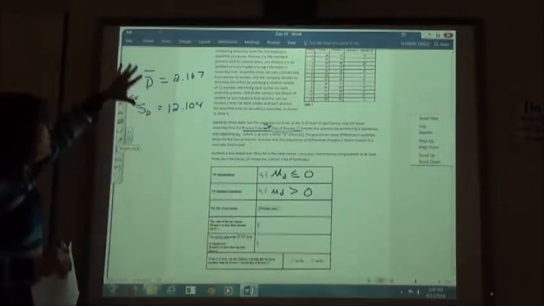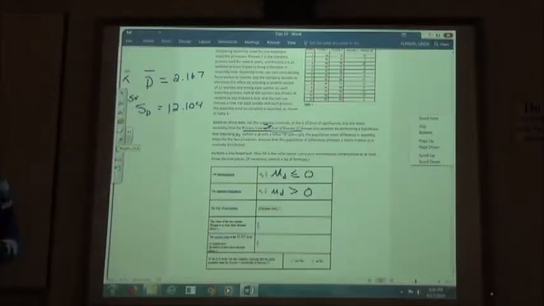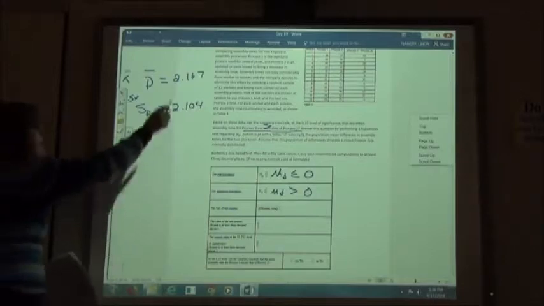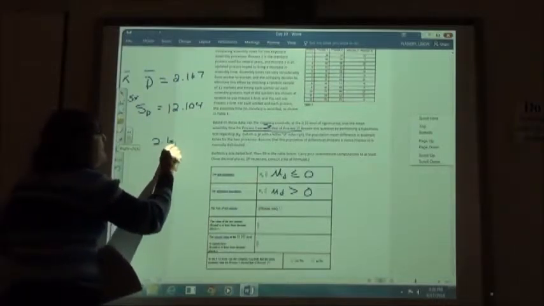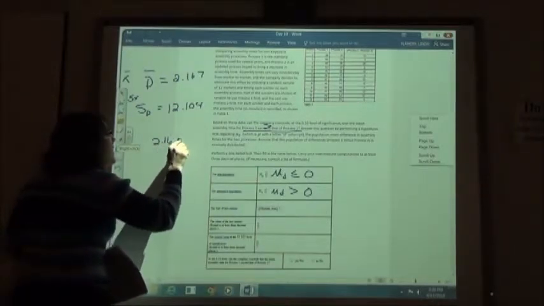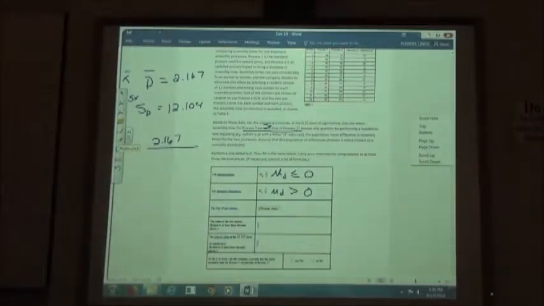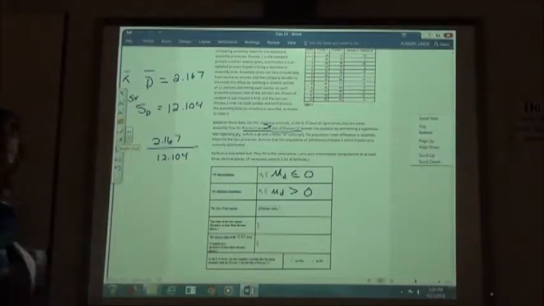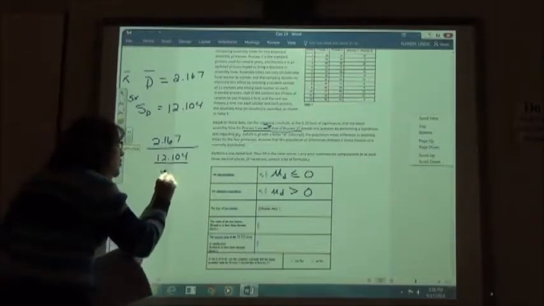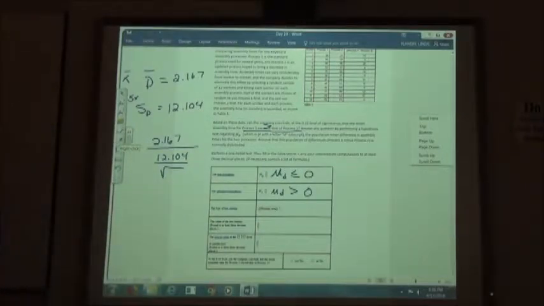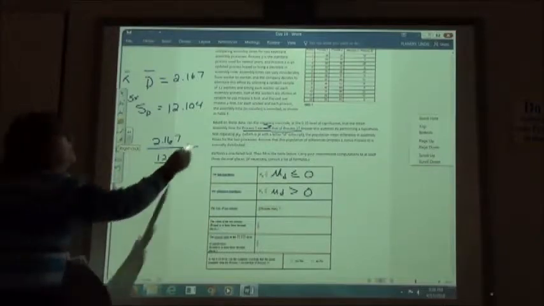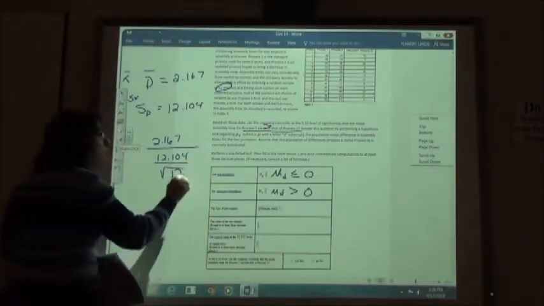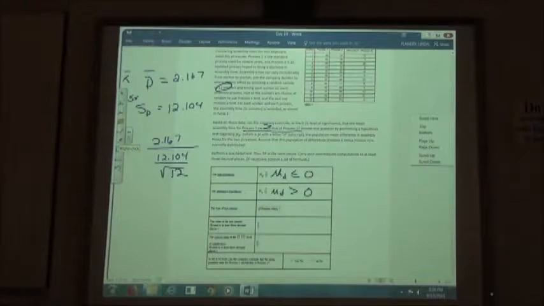All right, so our formula then: 2.167, which is the mean of our differences, over 12.104, which is the standard deviation of our differences, divided by the square root of n. In this case, n is 12. We had 12 workers in our table, right?